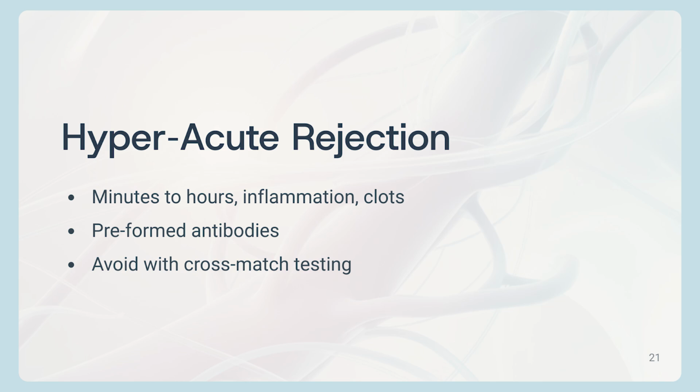So these antibodies usually exist because of previous blood transfusions or pregnancies or prior transplants. When these antibodies encounter the transplanted organ, they immediately attack and trigger severe inflammation and blood clot formation inside the graft. So this causes rapid and often irreversible damage to the new organ. Fortunately, doctors can prevent hyperacute rejection by performing cross-match testing beforehand, before the surgery, to detect these antibodies.